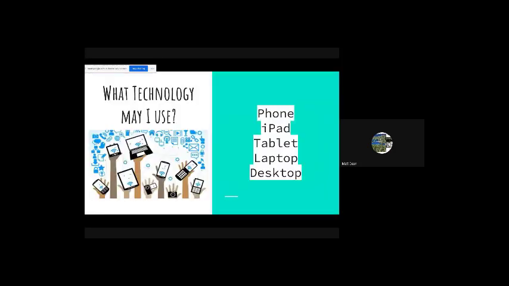As far as the technology, you can use a phone, you can use an iPad, a tablet, a laptop, or a desktop. They assured us in that call yesterday that any of those devices would work just fine with their website.